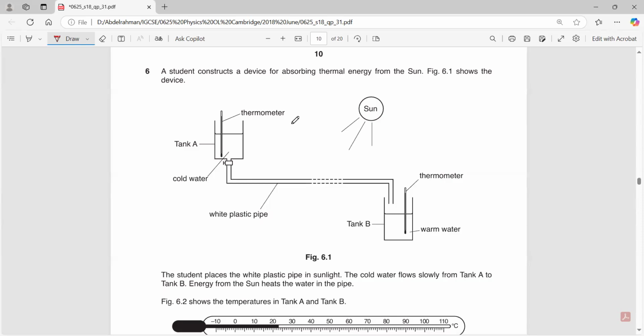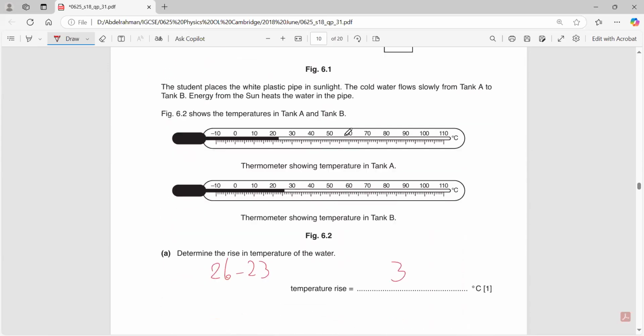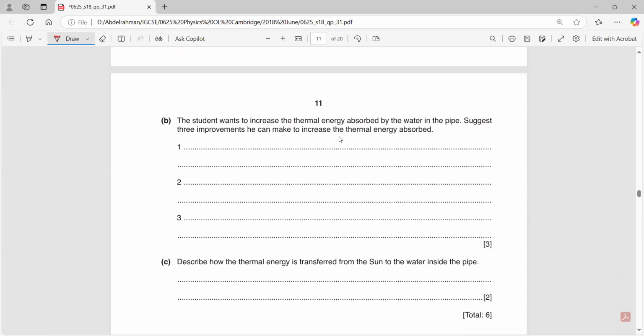Someone says use a glass pipe. This would be wrong. Using a glass pipe would be wrong. Someone else says paint it black. Yes, that is correct. Instead of using a white pipe, we can use a black pipe. Well done. This is number 1: paint it black.